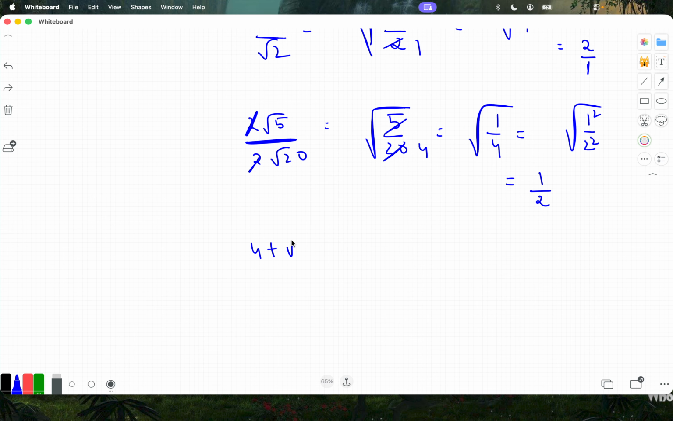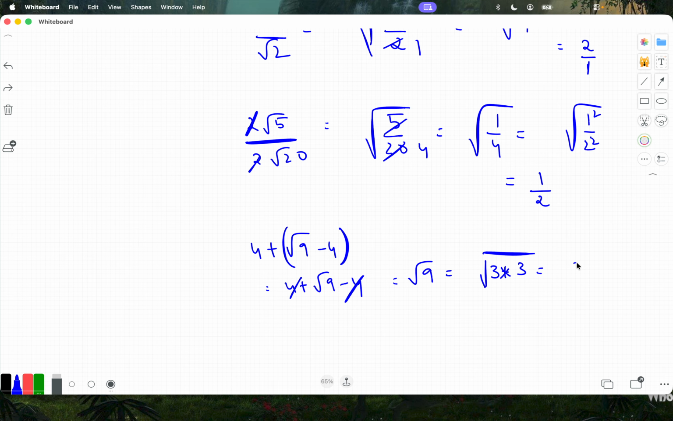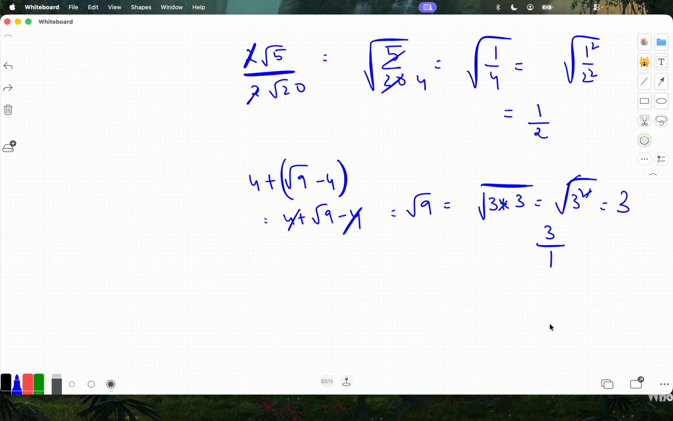Now 4 plus root 9 minus 4. Okay, 4 minus 4 is gone, left with root 9. Root 9 is a square number, 3 into 3 under square root, so 3 square under square root, this will be 3. 3 can be written as 3 by 1. So this is also a rational number.